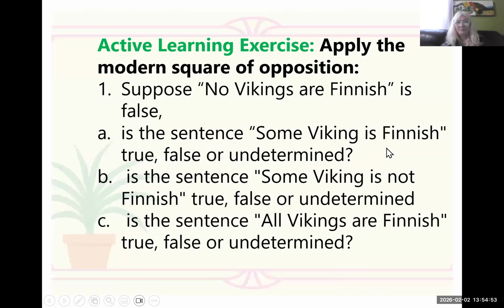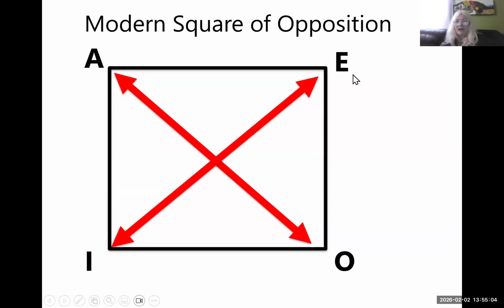Okay? So I want you to apply the modern square of opposition. Suppose no Vikings are finished. The way I do this is I'll take my annotation out, I'll have my square of opposition. And for this one, no Vikings is up here for me. So no V are finished is the way that we do this. So I put it in that corner.